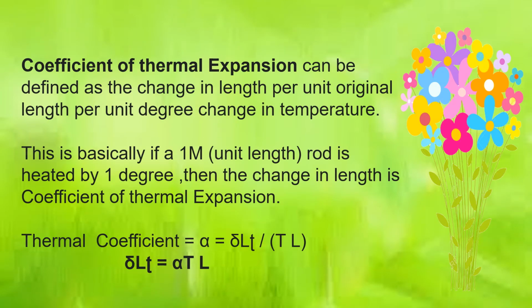Now, what is the coefficient of thermal expansion? Coefficient of thermal expansion can be defined as change in length per unit original length per unit degree change in temperature. So if 1 meter or a unit length of rod is heated by 1 degree, then the change in length is the coefficient of thermal expansion. So alpha is equal to delta LT divided by T into L. So delta LT becomes alpha into T into L.